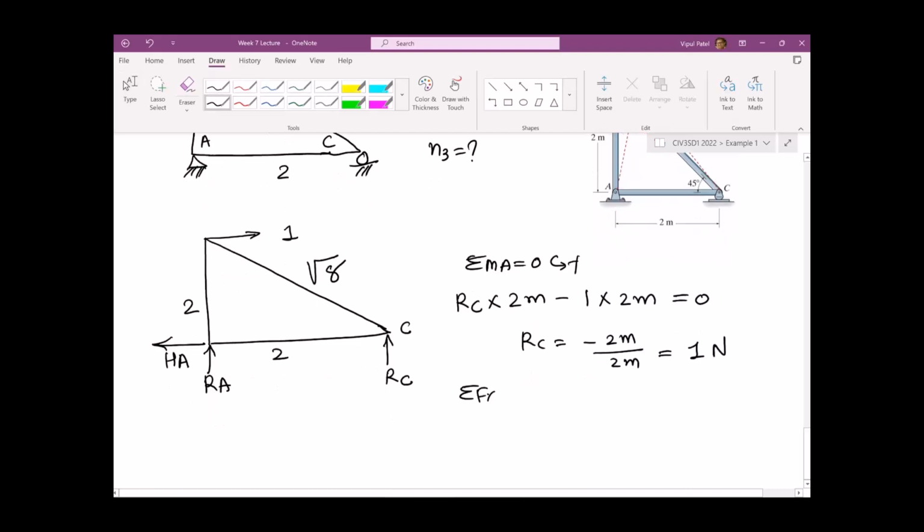Sum of the force in the x direction, left to right, is positive. 1 minus HA equal to 0. So HA equal to 1 newton.